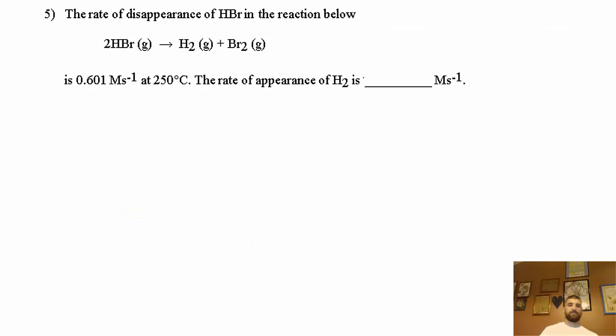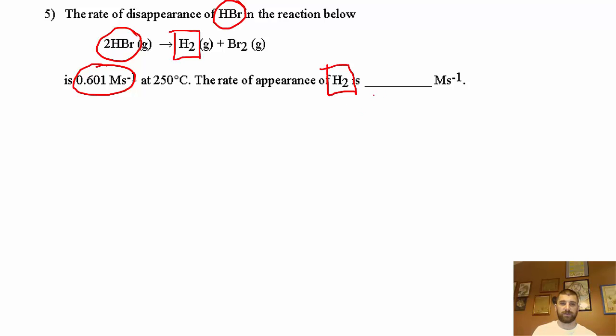Take a look at number 5. Rate of disappearance of HBr in the reaction below. All right, so I always circle whatever they're talking about. Is 0.0601 molar per second at 250 Celsius. The rate of appearance of H2, hey, something new, so I'm going to circle that a different way, is blank.